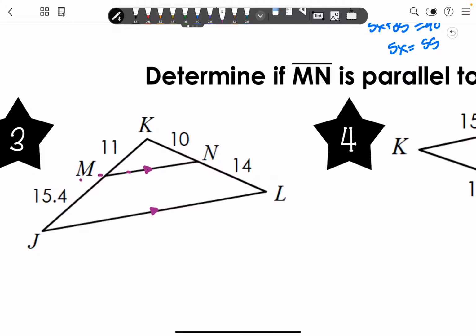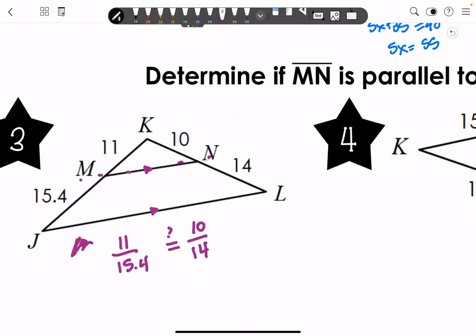So we can set up our proportion. And we're going to do 11 over 15.4 is maybe equal to, and that's why we put that question mark over it, 10 over 14.